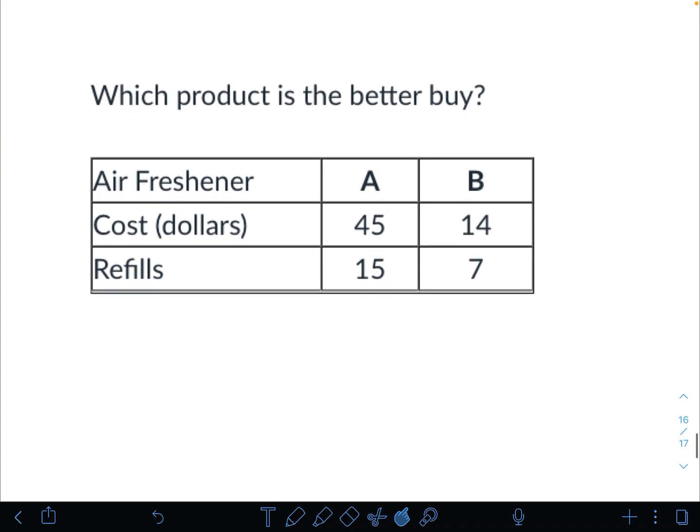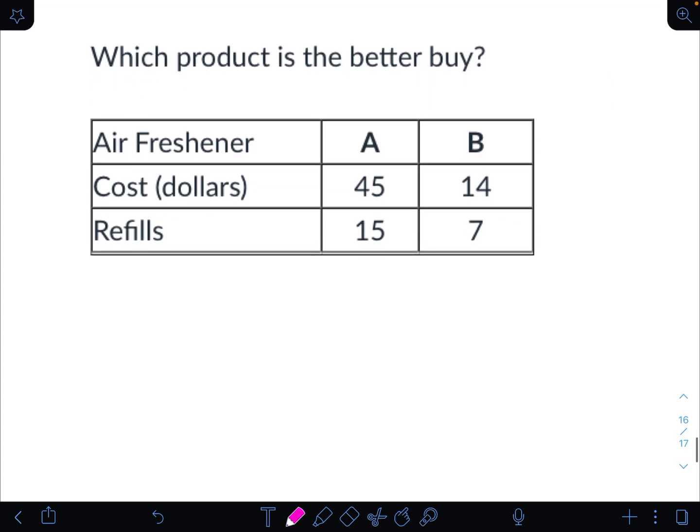We got another one? Yep. Which product is a better buy? So now it's slightly different. You don't want the bigger number. You don't want to pay more for the same thing. So let's see here. Well, this one is perfect, because we have product A and product B. We have money and we have refills.